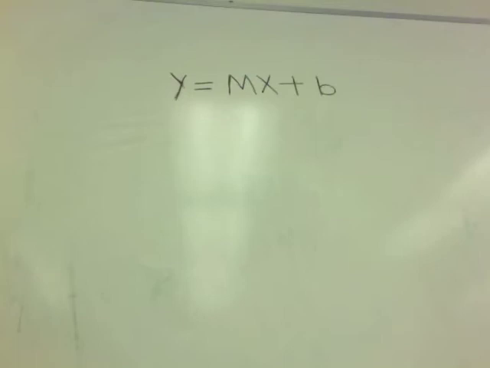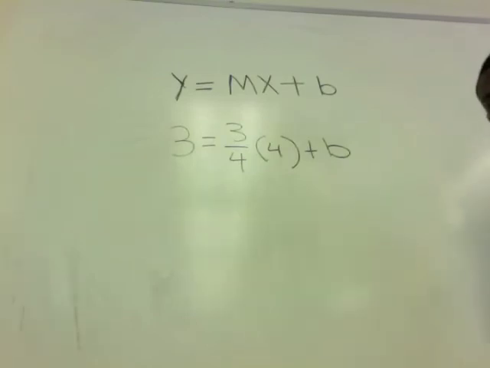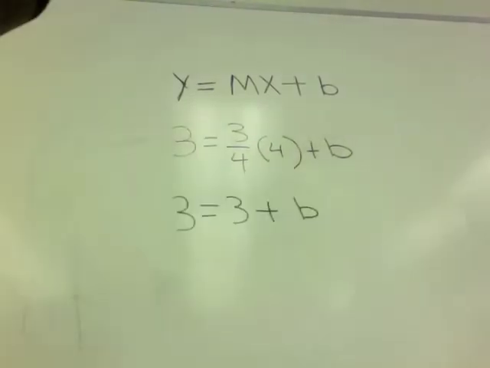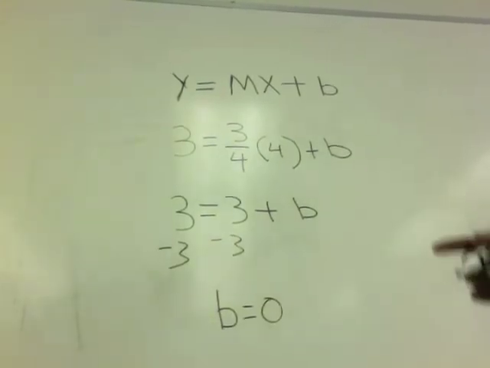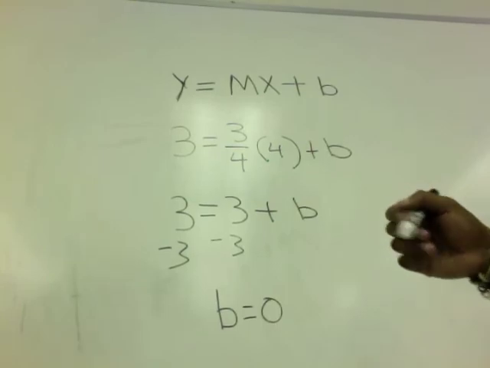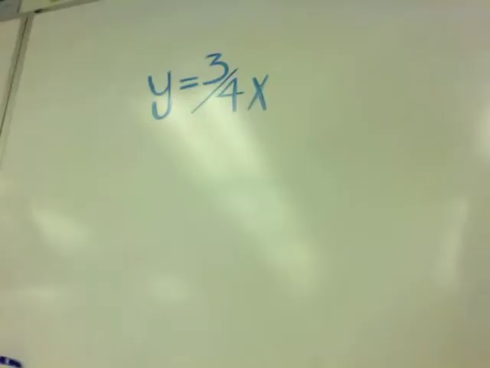Alright, now that we know our y, m, x, we're going to plug it into our formula. And we plugged it in and we got 3 equals 3 over 4 times 4 plus b. We multiplied 3 over 4 times 4 and got 3. And then from there we subtracted 3 from both sides and got b equals 0. Now this is our final equation after we solved everything.